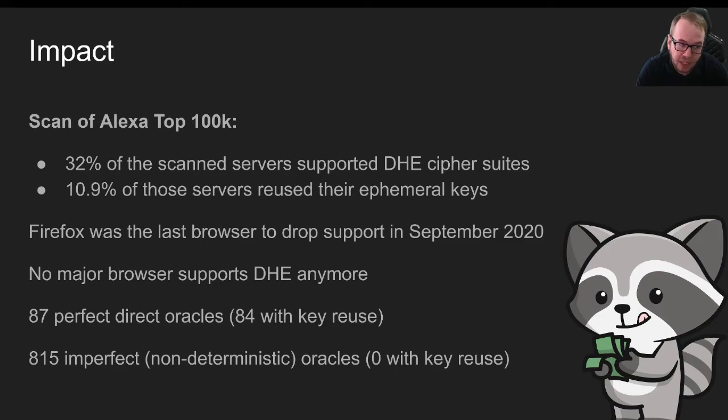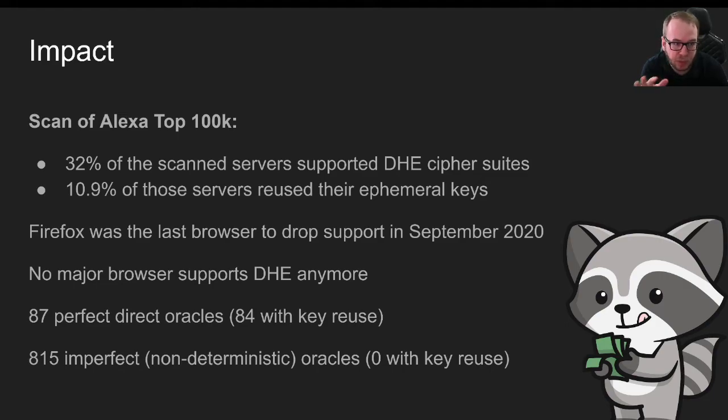So we scanned the Alexa top 100,000, and we found that 32% of those servers were supporting DHE cipher suites. So it's still widely supported by the servers. But only 10.9% of those servers reused the ephemeral keys. So I think it was like 3.3% overall or something like that.